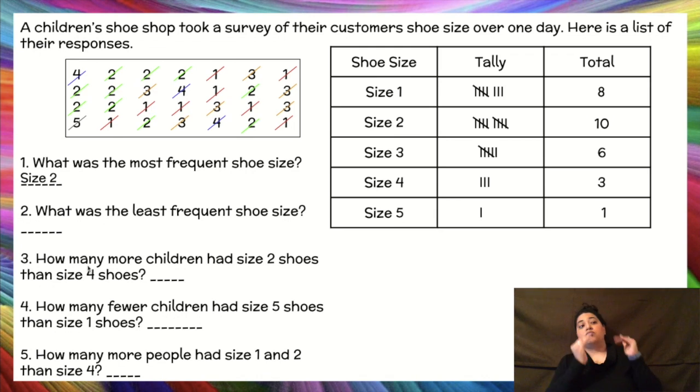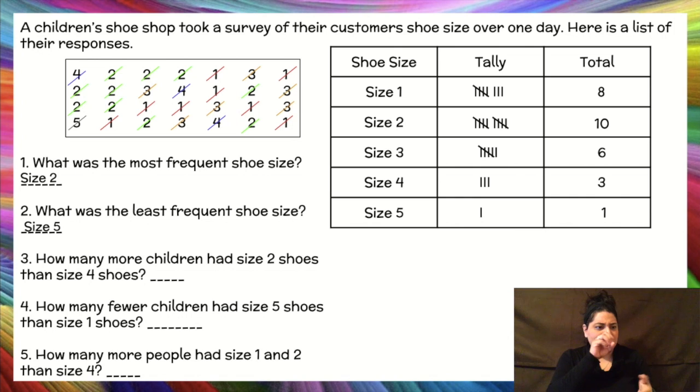Let's look at our second question. What was the least frequent shoe size? So we're looking for the least. That means the shoe size that occurred the least amount compared to the others. So let's come over to our totals and check it out. And this is really easy for us to identify because there's only one person that had that shoe size. So you should have gotten size 5.